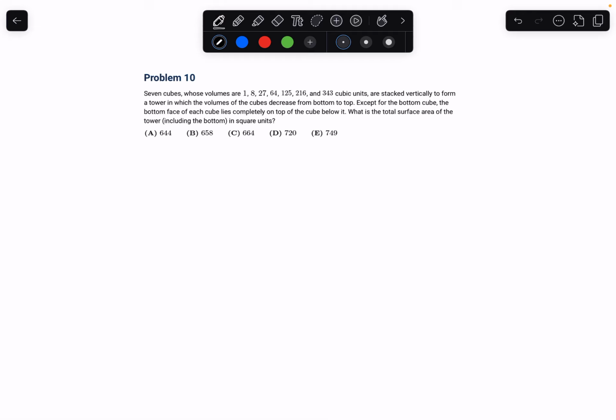Now, if you have trouble picturing the structure, you can imagine it as sort of a pyramid that's made of cubes layered on top of each other, progressively getting smaller. So we can see that since we have their volumes and we know that they're cubes, we have the side lengths as 1, 2, 3, 4, 5, 6, and 7. So these are our side lengths. So now that we know our side lengths, we can move on to finding surface area.